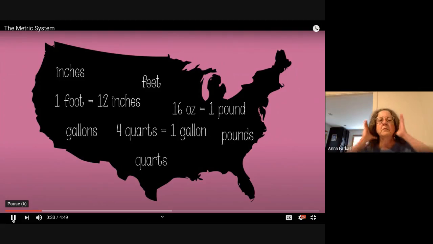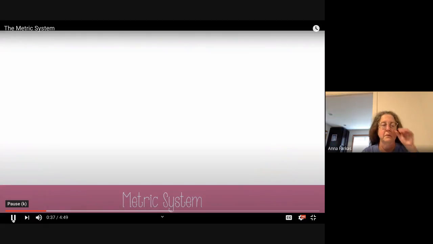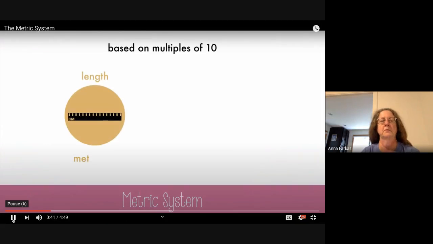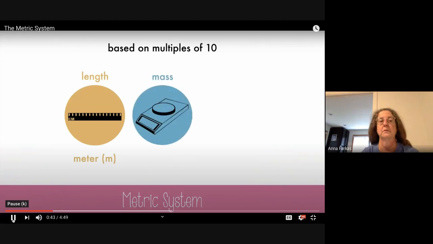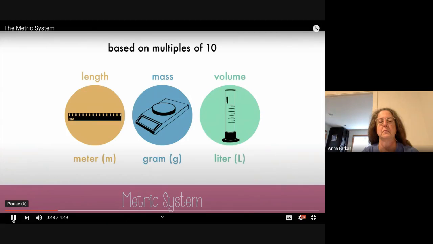To avoid confusion, scientists around the world have adopted the metric system, which is based on multiples of 10. The base unit for measuring length is the meter, the base unit for measuring mass is the gram, and the base unit for volume is the liter. In order to measure anything smaller or larger than these base units, you can add a prefix that's a multiple of 10.